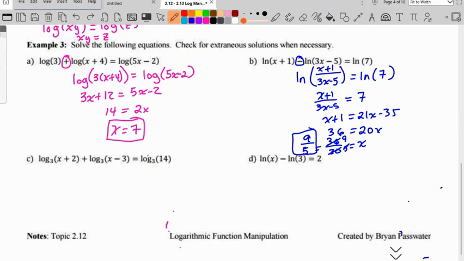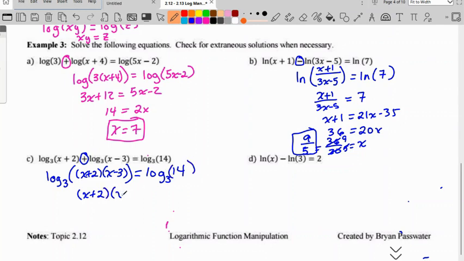All right, so you guys said you didn't need to practice. You're pros at this. This is a sum of logs, so it's going to be the log of their product. So log base 3 of (x plus 2) times (x minus 3) equals log base 3 of 14. So what must be true? The arguments are equal. That's right, the arguments are equal. So (x plus 2) times (x minus 3) must equal 14.